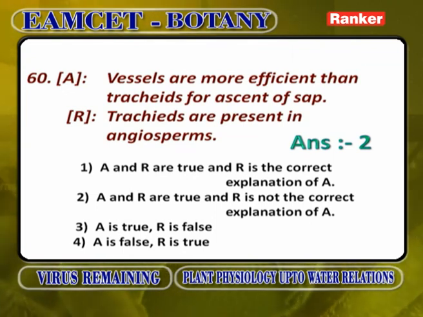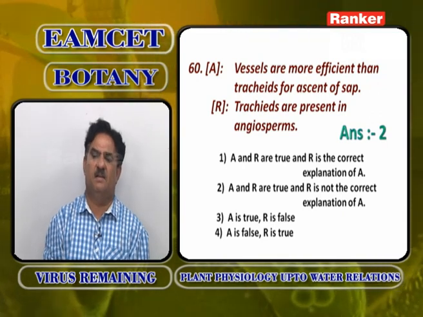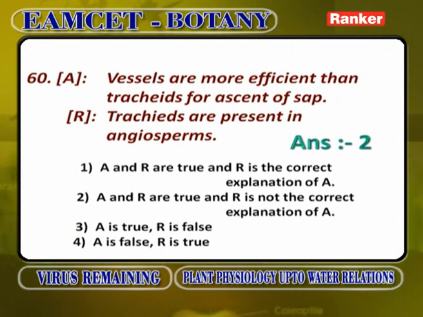Tracheids are present in angiosperms is correct, but it is not because the tracheids are present in angiosperms that vessels are not efficient in transportation. So, the answer will be A and R are correct. R is not the correct explanation of A.